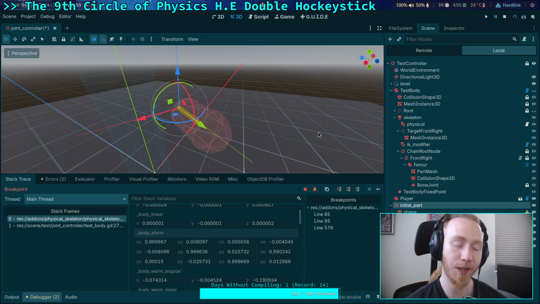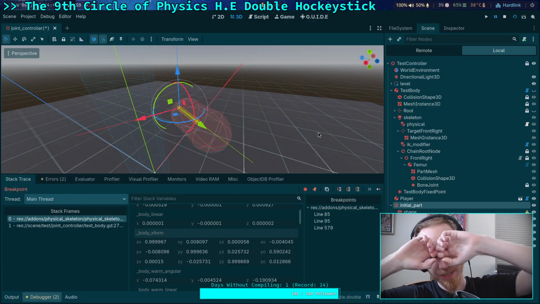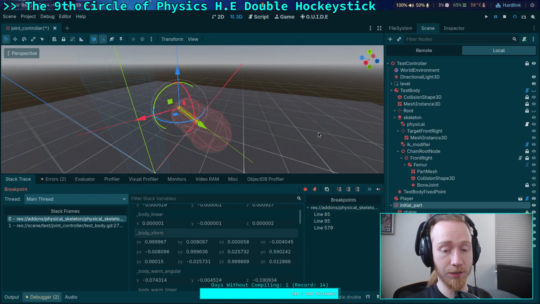Well, I mean, okay. This is integrating the velocity. Velocity is definitely right. It still seems that the position constraints are just totally wrong. They've got to be wrong.